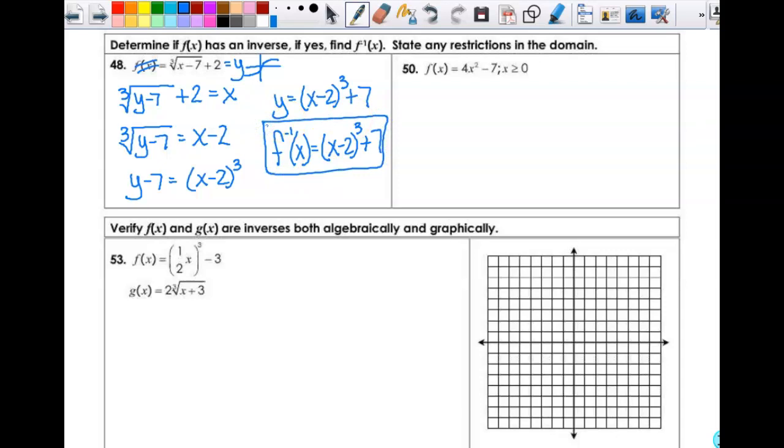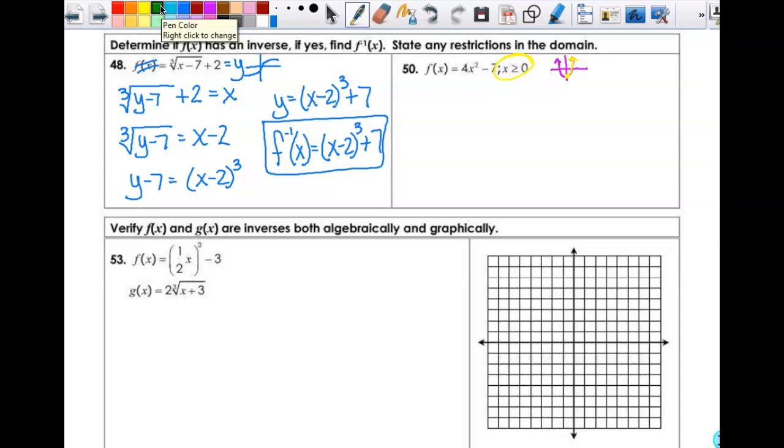Okay. All right, so let's look at 50. Well, this is a quadratic. So if I was to graph my quadratic, that's a vertical stretch, and then it goes down 7, so it's down somewhere here like this. This is not a one-to-one function. However, I have this domain restriction right here that says x has to be greater than or equal to 0, so it's really just that part. That is a one-to-one function.